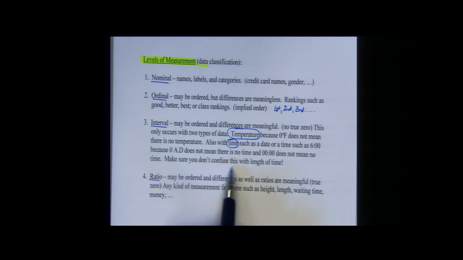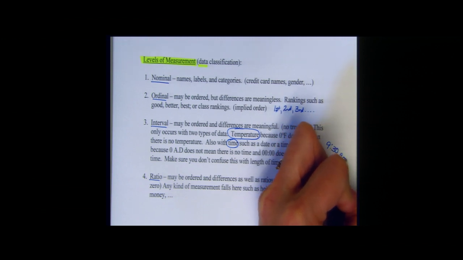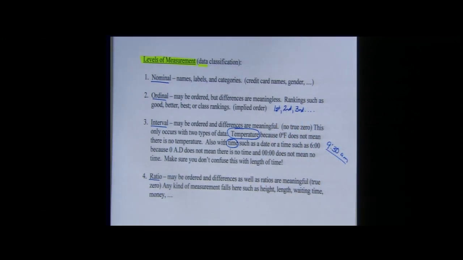Make sure you don't confuse this with length of time. So we'll talk about that. No, I guess I don't have an example of that. So here's what I'm talking about on time. If you asked what time does class start and somebody said 9:30 a.m., that would be considered interval. And what this means is, don't confuse this with length of time.